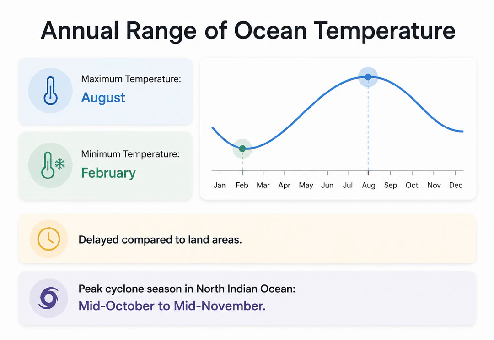Because of this slow heating and cooling process, the annual maximum and minimum temperatures of the ocean are delayed compared to land. While land might be hottest in July, the ocean reaches its maximum temperature in August and its minimum in February. This delayed heating is exactly why tropical cyclones, which feed on warm ocean water, mostly occur late in the season, between August and October, or even into November in the North Indian Ocean.